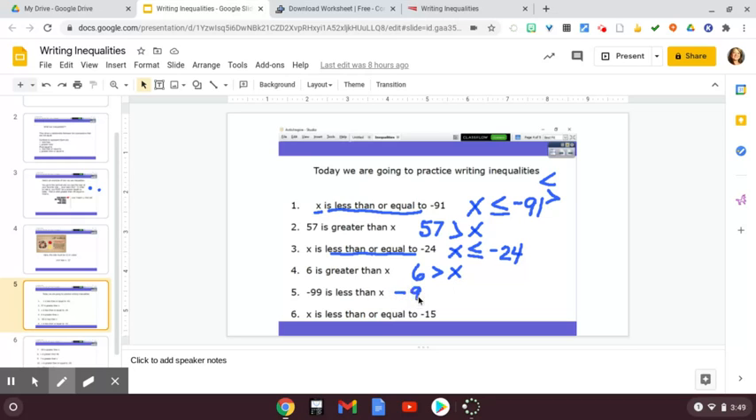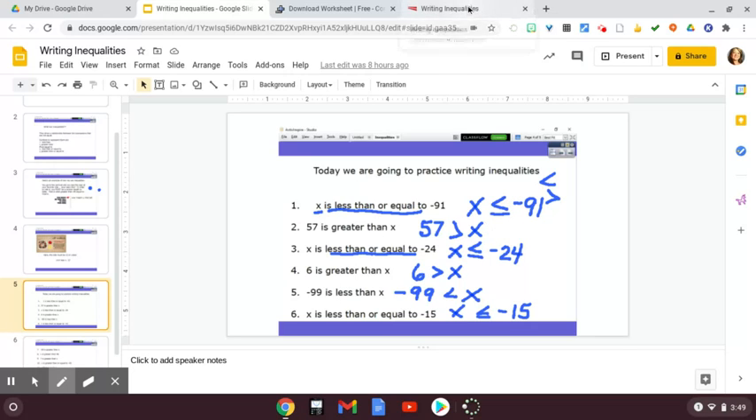Number 5, negative 99 is less than x. And number 6, x is less than or equal to negative 15. Okay. So these are our quick little practice problems.